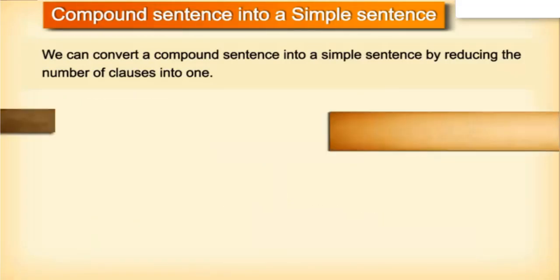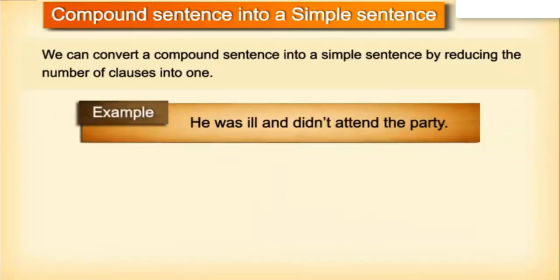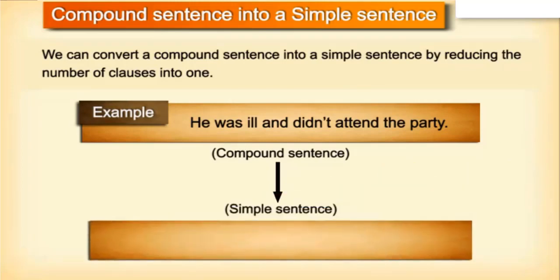Let us take another example. He was ill and didn't attend the party. This is a compound sentence. Now, its corresponding simple sentence will become, being ill, he didn't attend the party.